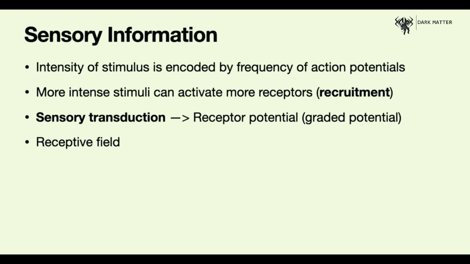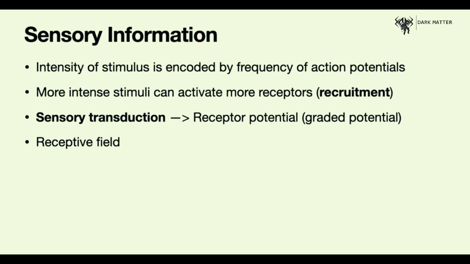So the more back-to-back action potentials there are over a short period of time, the more intense the stimulus is. One way in which this happens is that when a stimulus is more intense, it can start to activate more receptors that are found adjacent to each other. This phenomenon is called recruitment. So basically the brain will receive the same message from a bunch of different cells.